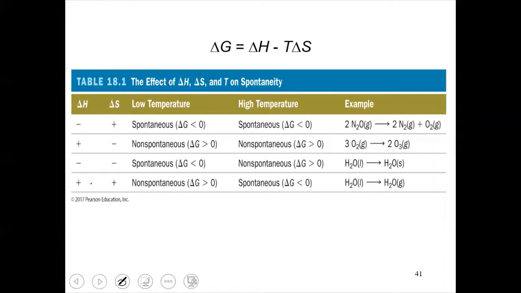Let's start out with delta H being negative, delta S being positive. Notice that if delta H is negative and delta S is positive, that means that the second term in that equation, the minus T delta S, is going to be negative because delta S stays positive. It doesn't cancel out the negative sign. And if delta H is negative, that means that at any temperature, this reaction will have a negative delta G. In other words, it will be spontaneous, like we see there in the first case.